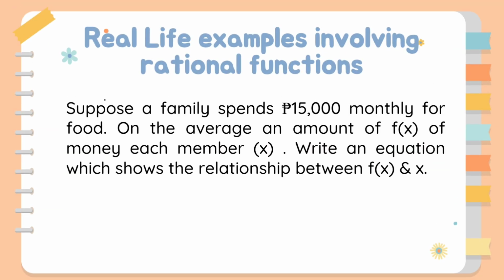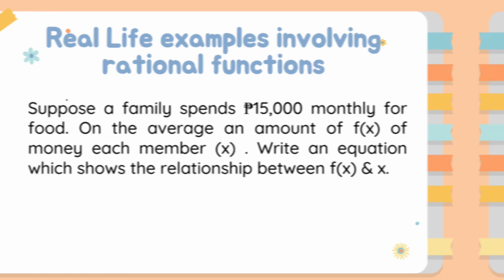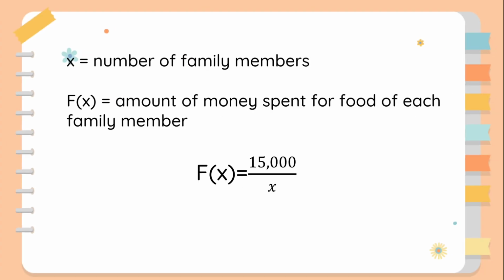Fifth example. Suppose a family spends 15,000 pesos monthly for food. On the average, an amount of f of x of money is spent on each member, which is the x. Write an equation which shows the relationship between f of x and x. X equals number of family members, and f of x equals amount of money spent for food of each family member. Thus, the equation will be f of x equals 15,000 over x.